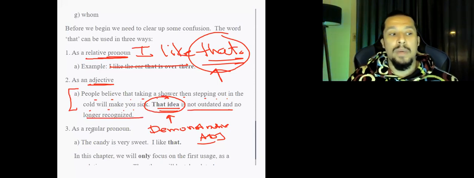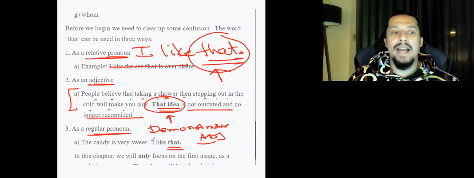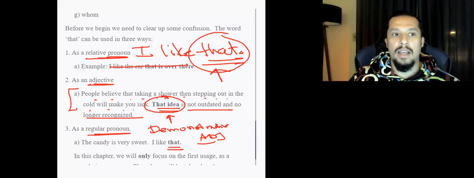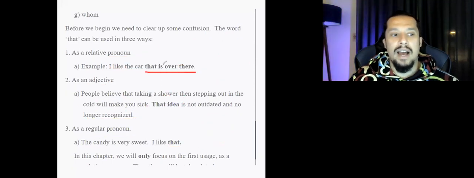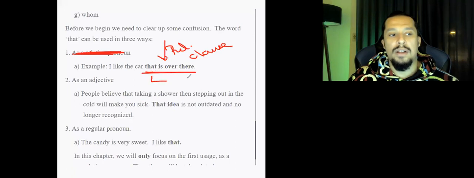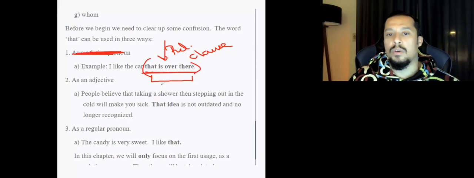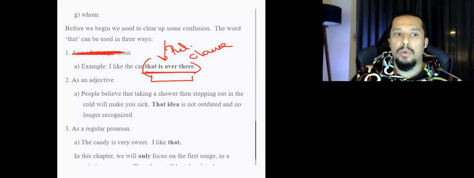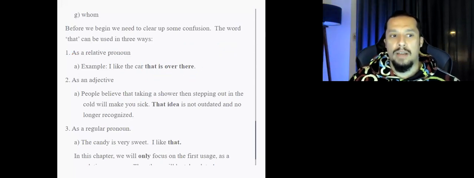And as we said, it can come as a regular pronoun. I like that. Okay, but we won't focus on any of these. Today we'll focus on the relative clause itself. This is a mistake. We focus on the relative clause itself. I like the car that is over there. This will be our focus, okay? This will be our focus. Not pronoun, not adjective, not adverb, right?